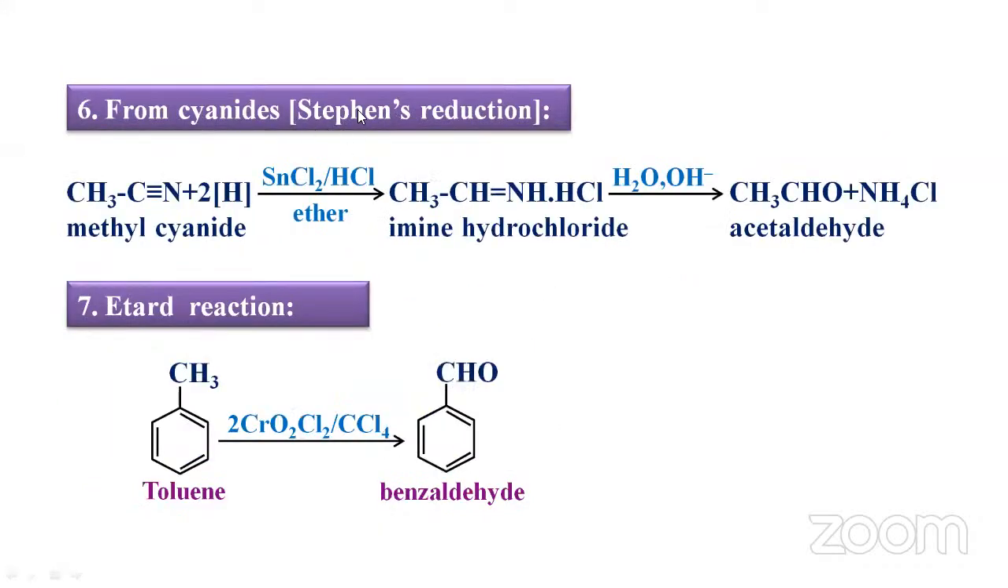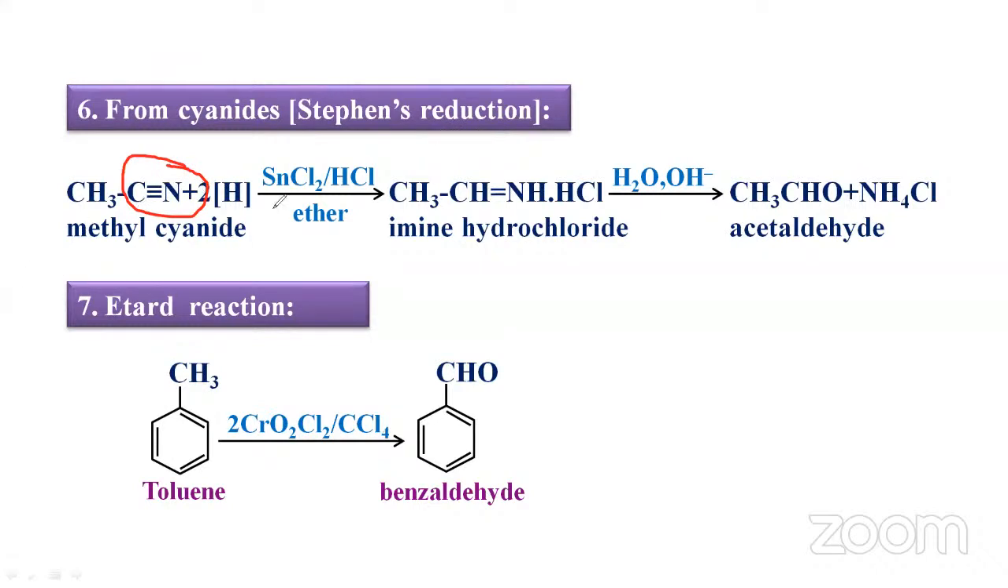So next is from cyanides. This name reaction is called Stephen's reduction. You are doing reduction. So what is the starting product? It is methyl cyanide, with the CN bond. Whenever you have the CN bond, you can see this is a nitrile group, also called a cyanide group. So across this triple bond, you are going to add your hydrogens. You are going to keep on adding the hydrogens.